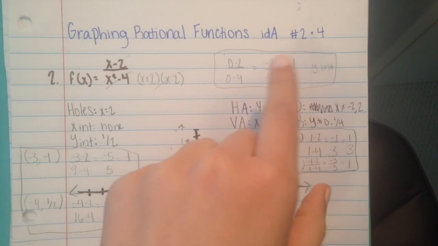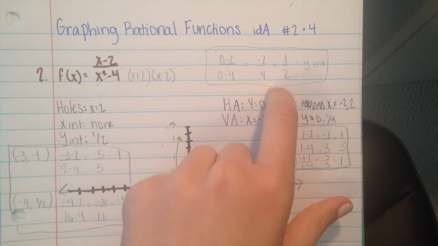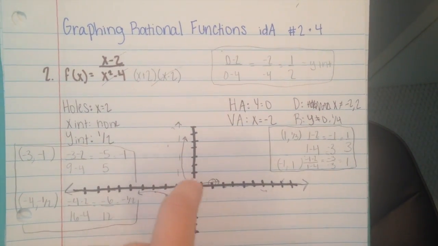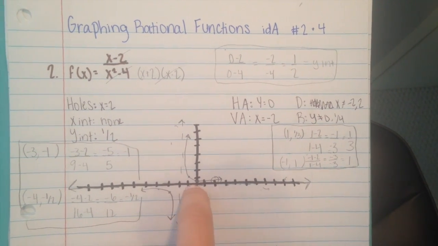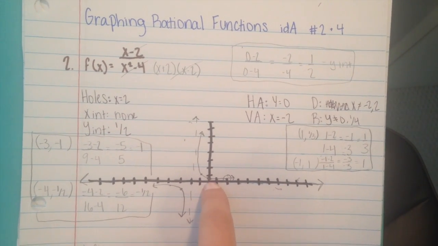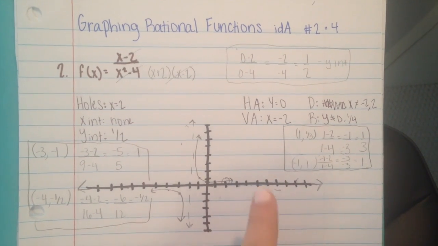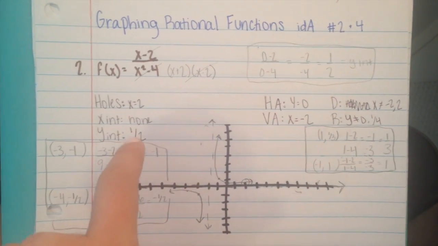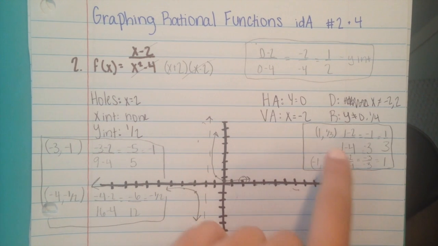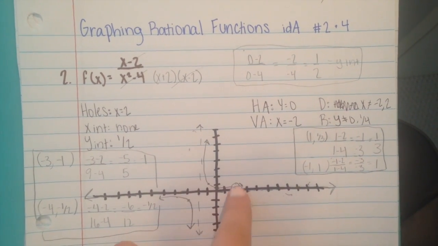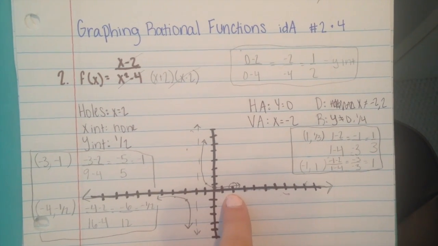And then the y-intercept is worked out right here. It's at 1/2, so the branch touches the y-axis at 1/2. And so then when the branches are plotted out, they look like that. Then I have a couple of the points plotted out right here. And then there's a hole right here at x equals 2.